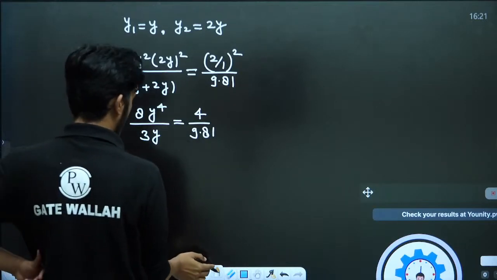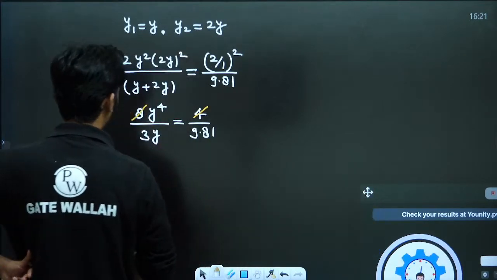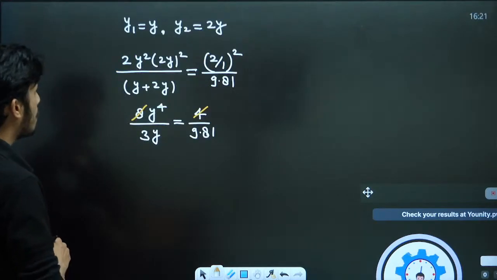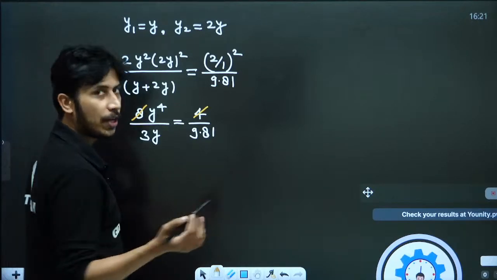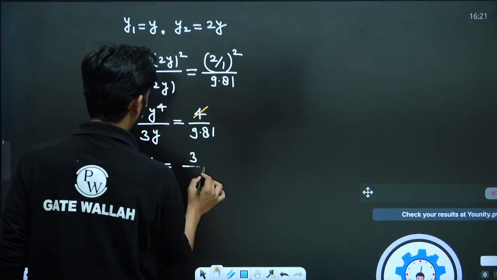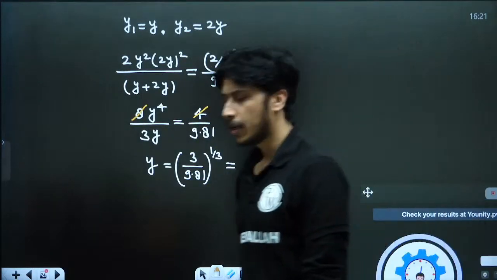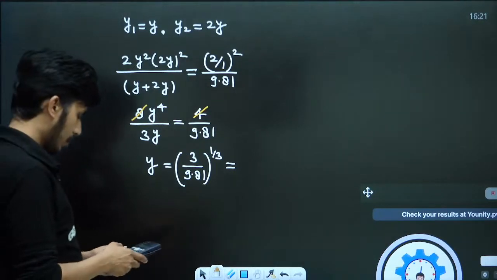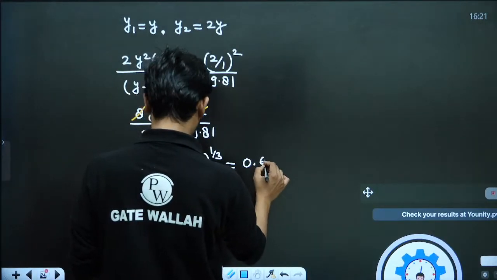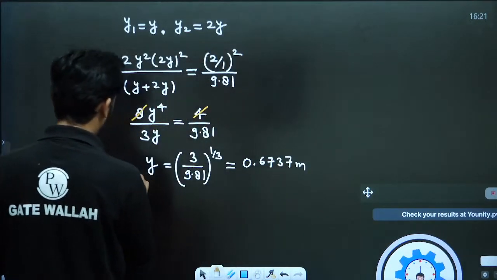Am I right? So this will be cancelling out. So we will get the value of y, so no quadratic equation is there. This is very simple. So y will be equal to (3 upon 9.81) raised to the power 1 by 3. So what is the value we are getting here? Let me calculate with the calculator. So this value is coming out to be 0.6737 meter. So this is y1.